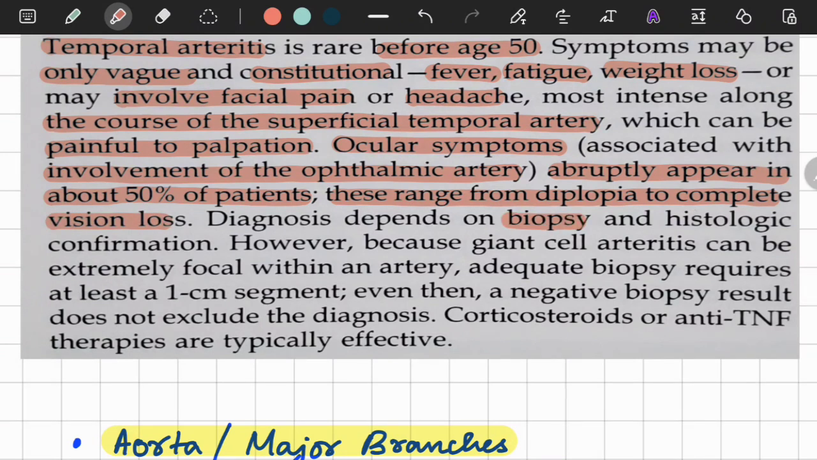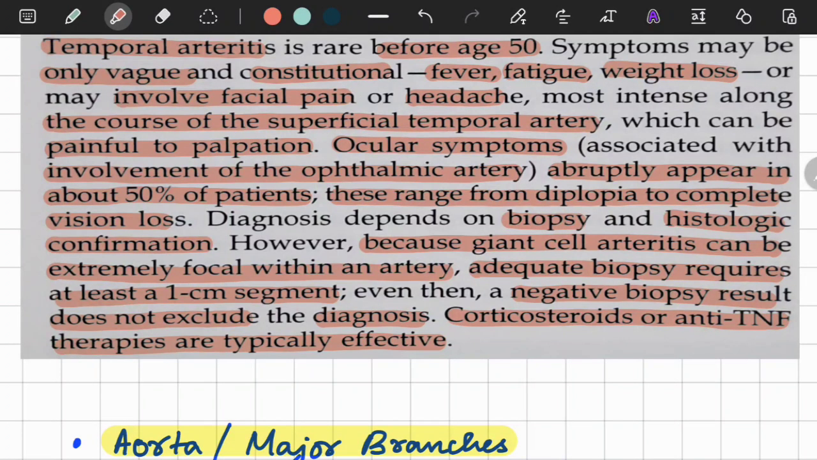Diagnosis depends on biopsy and histologic confirmation. However, because giant cell arteritis can be extremely focal within an artery, adequate biopsy requires at least a 1 cm segment. Even then, a negative biopsy result does not exclude the diagnosis. Corticosteroids or anti-TNF therapies are typically very effective.